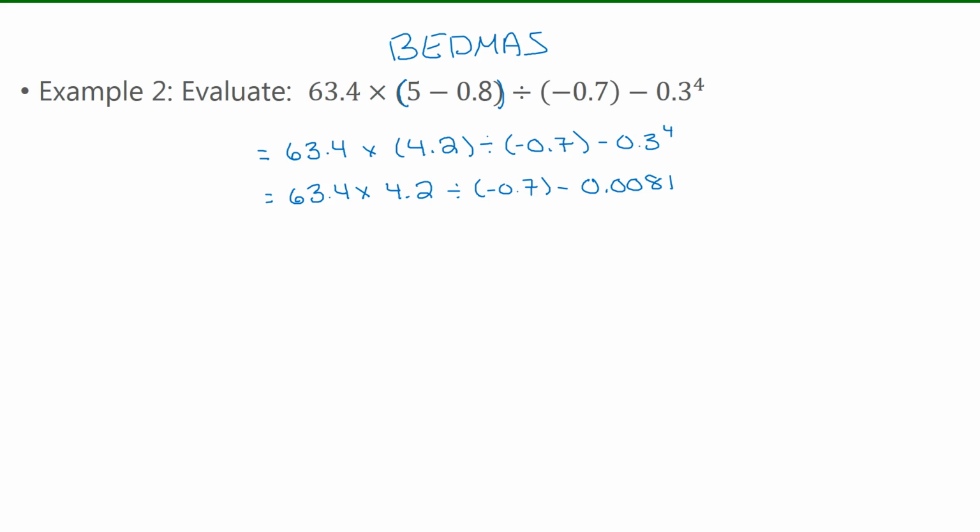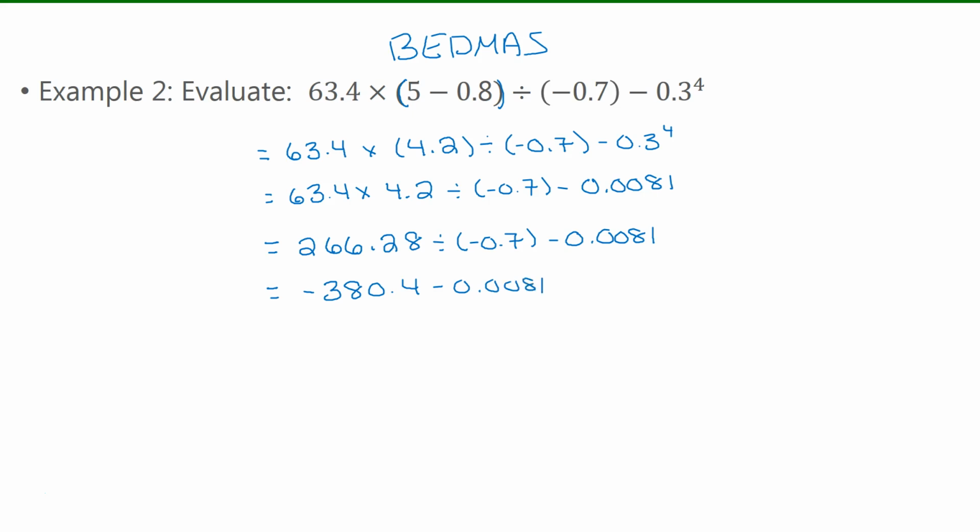Now we have a multiplication, division, and a subtraction. BEDMAS states we do multiplication and division next in the order that they appear from left to right. So we'll do the multiplication, and that should give you 266.28 and divide it by negative 0.7 and then subtract 0.0081. So now the division. Put that into the calculator. It gives you negative 380.4.